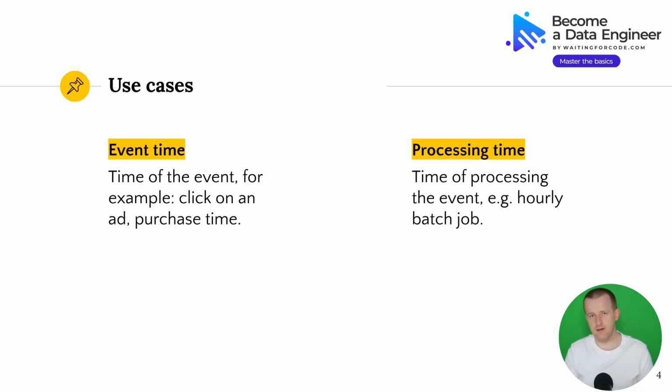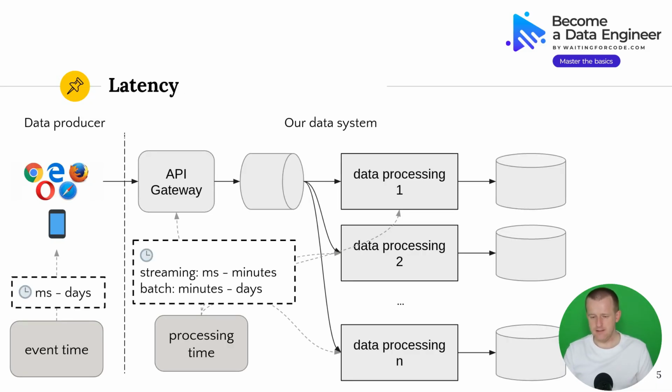So for example, if you have an hourly batch job that needs to just take the data written in the last hour, well, you take data written in the processing time, and it's a no-brainer. And regarding latency, so here there are different latencies, but you can already see one tricky point is that the max latency for both event and processing time is days.